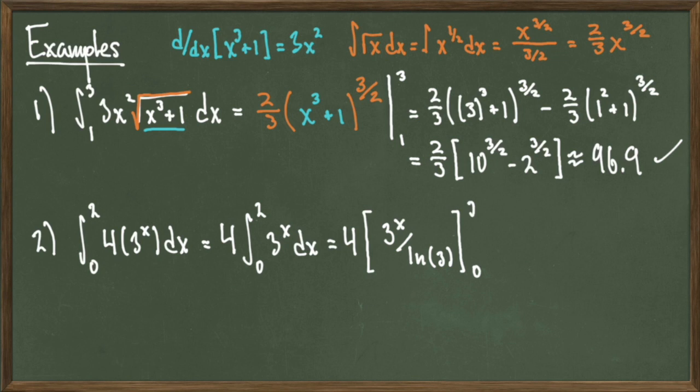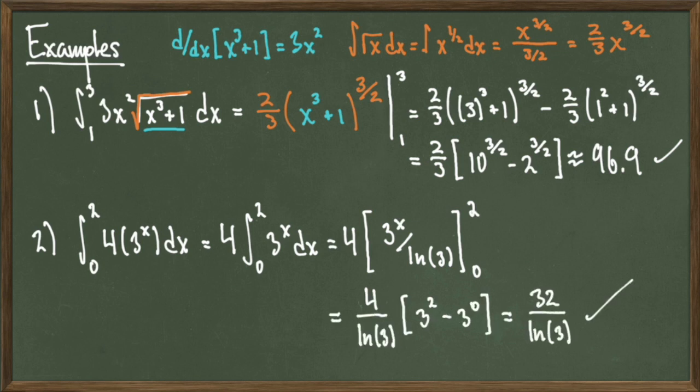evaluated from 0 to 2. Since natural log of 3 is a constant, I can actually factor that out, which will end up giving us 4 over natural log of 3 times the quantity 3 squared minus 3 to the 0, which all simplifies to 32 over natural log of 3.